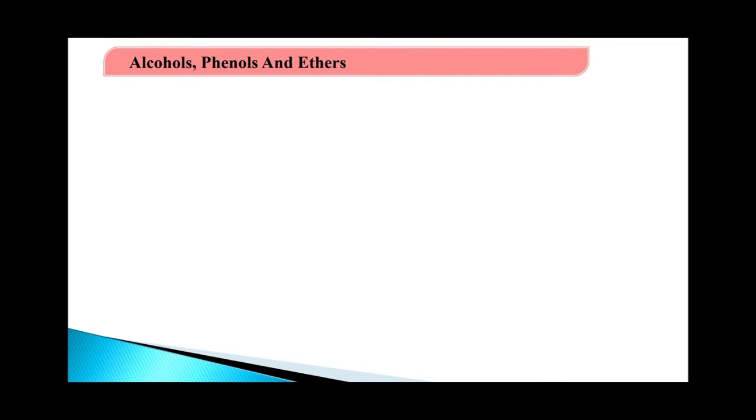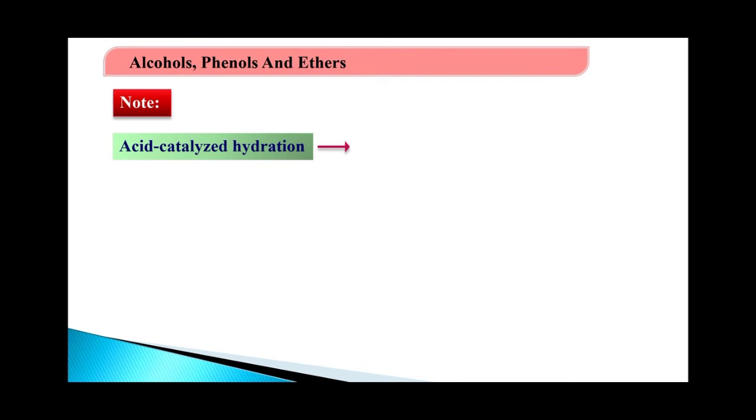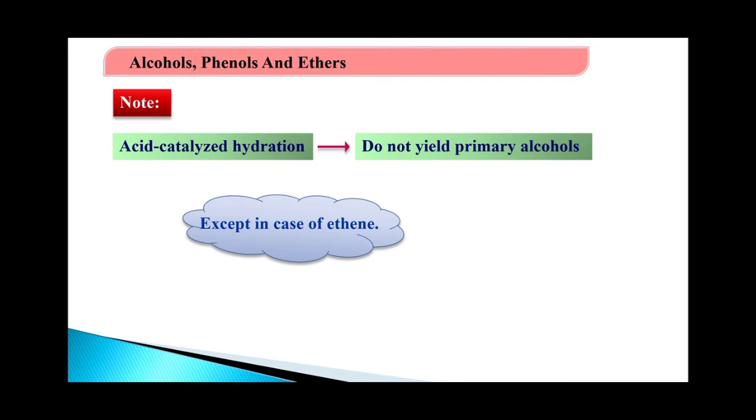You have to note it down, very very important. Acid catalyzed hydration always leads to the formation of secondary alcohol. That means it does not yield primary alcohols. But one exception is there, in the case of ethene, that is, a compound containing 2 carbon atoms.